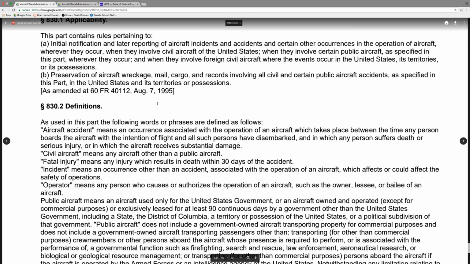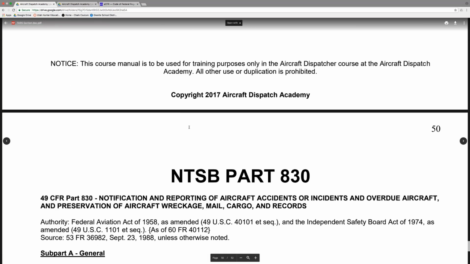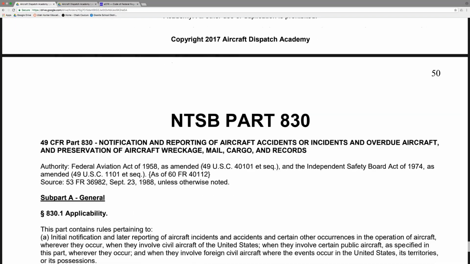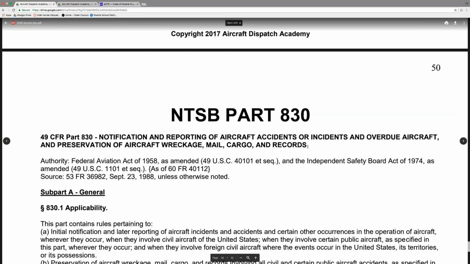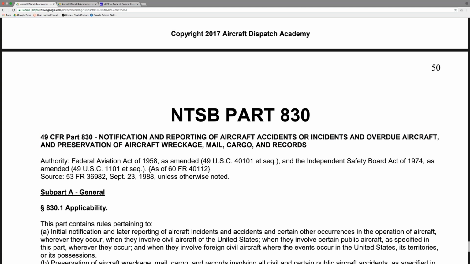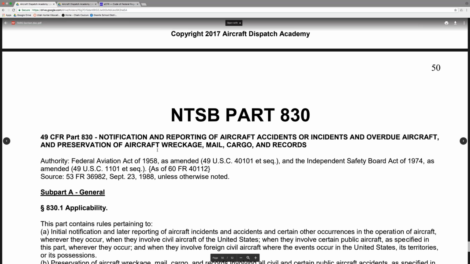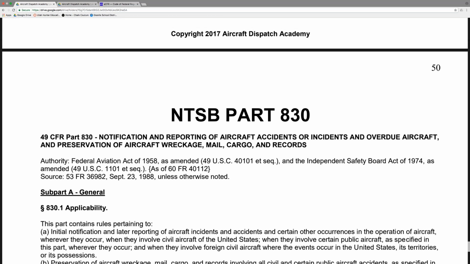What's really important to write down is this headline here: Notification. NTSB Part 830 talks about the notification and reporting of aircraft accidents or incidents and overdue aircraft, and preservation of aircraft wreckage, mail, cargo, and records. Okay, that's what this document covers.